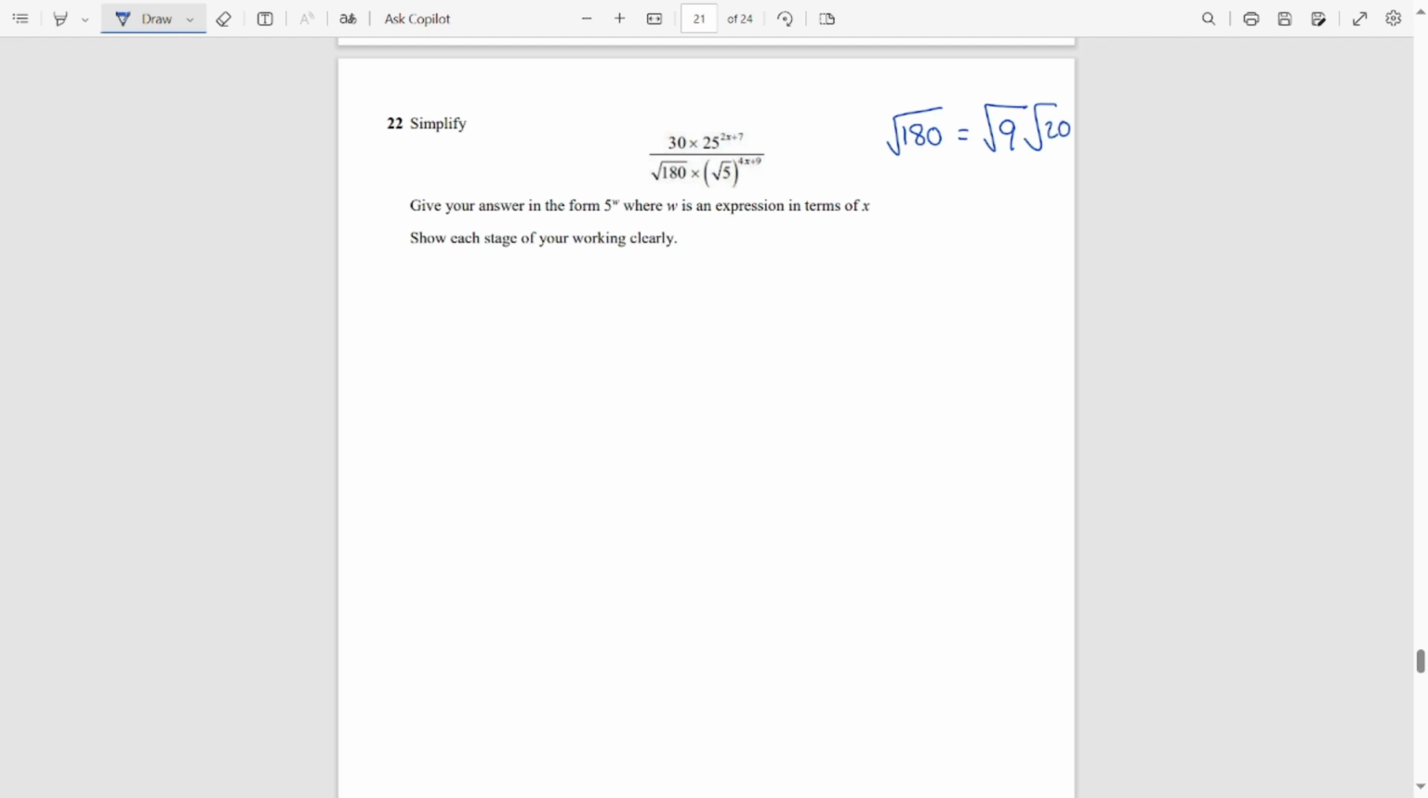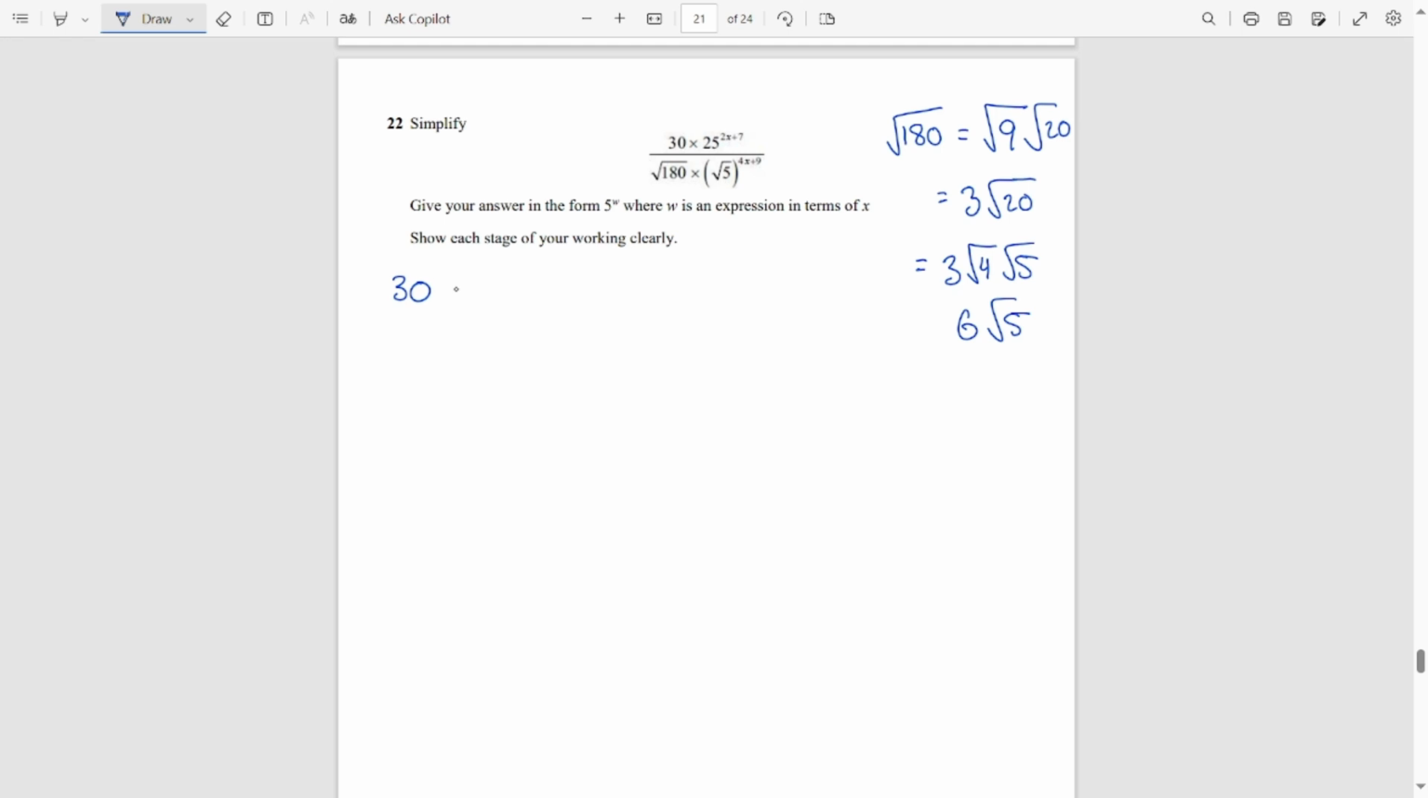And the square root of 9 is 3. So this is 3 root 20. Now, I'm also noting I can split 20 up into 4 times 5. So this is going to be 3 root 4 root 5, which I love because we're getting our 5 there as well. And the square root of 4 is 2. So 3 times 2, this is going to be 6 root 5. Okay, that's great. So let's write this out and replace that 180 with 6 root 5.